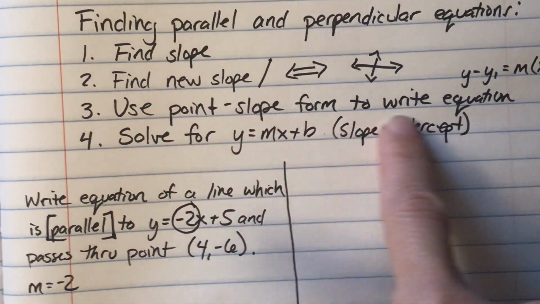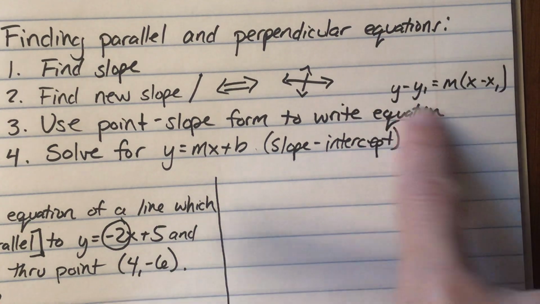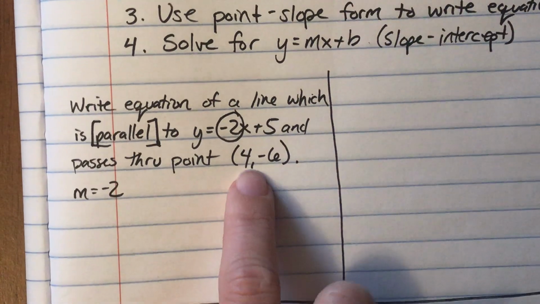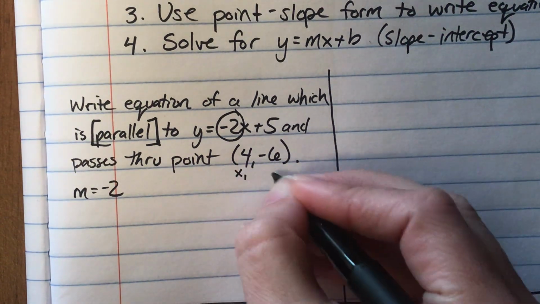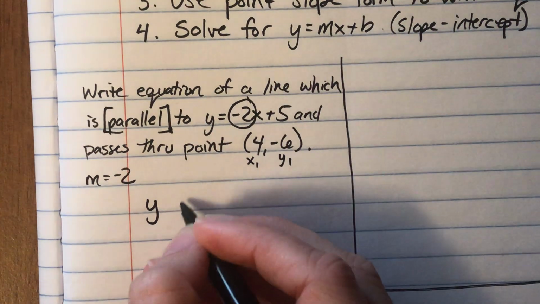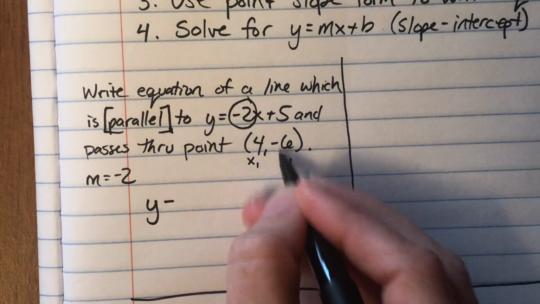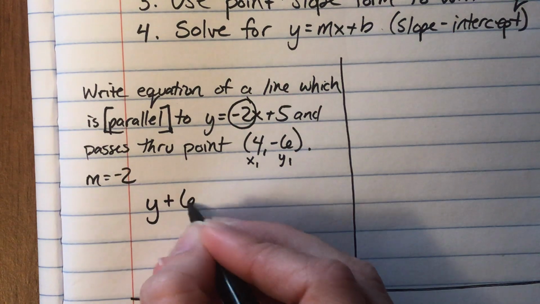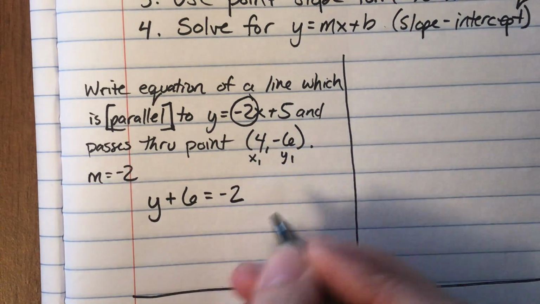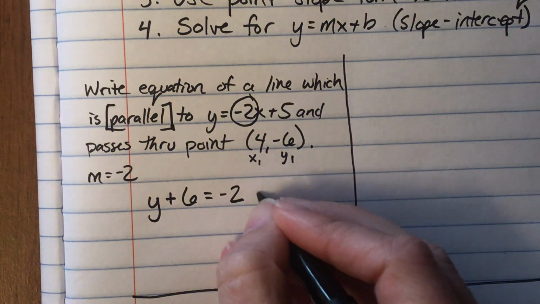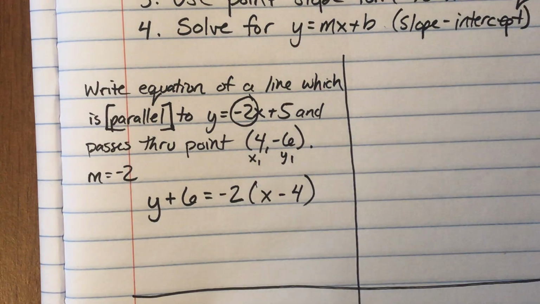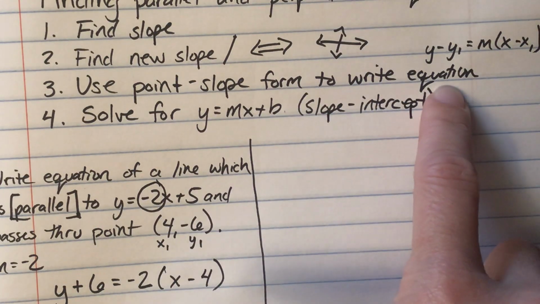Then we're going to use point slope form to write an equation. So y minus y1 equals m(x minus x1). And I'm going to use this point, of course. Remember, this is x1, this is y1. So I'm going to write my equation. y minus, well, the y1 is negative 6, so that's really going to be plus 6. This is what we did last week. The slope I know to be negative 2 because it's going to be the same as the original equation. And then (x minus my x1, which is 4). All right, so I've written my equation.